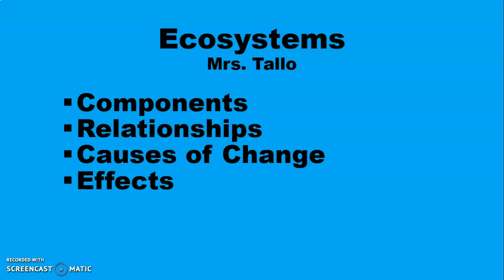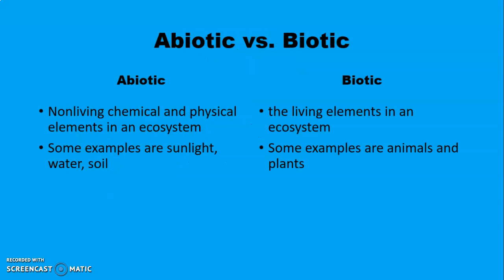So let's begin with the components of ecosystems. In the ecosystems, you have two elements that exist. There are abiotic factors and there are biotic factors. The abiotic factors over here on the left are non-living chemical and physical elements in an ecosystem. Some examples of abiotic factors include sunlight, water, and soil, but there are many others that do exist in ecosystems.